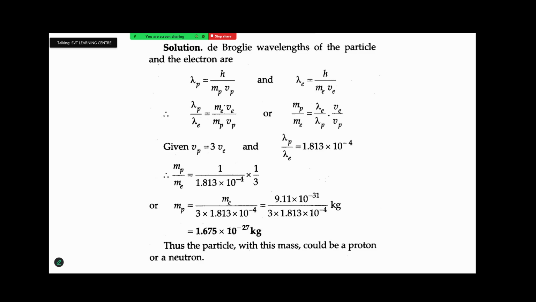So lambda p will be h upon m_p v. So lambda e will be equal to h upon mv. So as I told you, mass of the particle upon mass of electron will be mass of electron into velocity of electron over mass of particle into velocity of the particle. Now we are given that the ratio of wavelengths is 1.81 into 10 raised to minus 4, and velocity is 3 times the velocity of the electron. So putting all this over here, we'll get the mass of the particle and it should be a proton. That you could figure out when he has given the value 1.81.